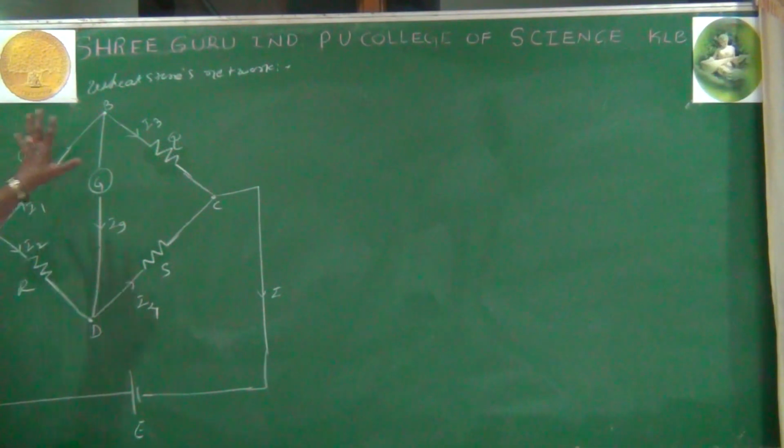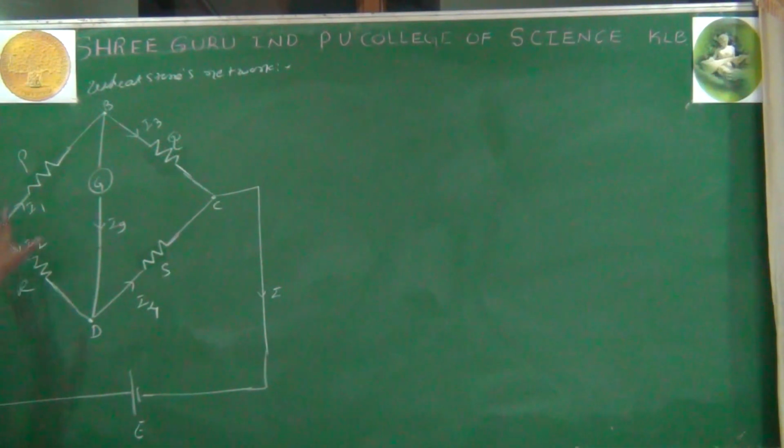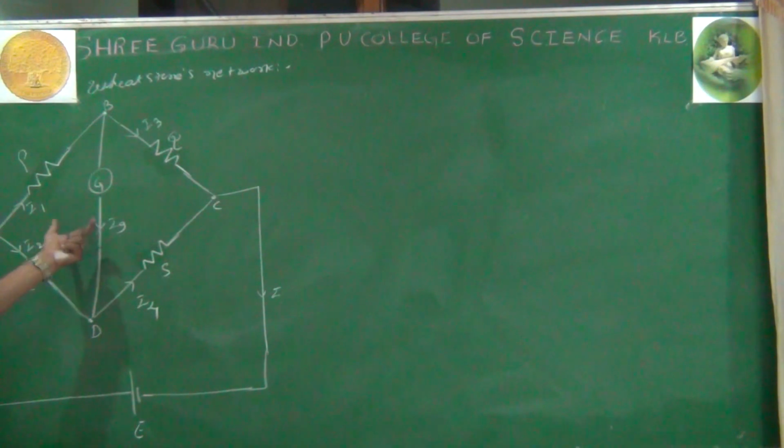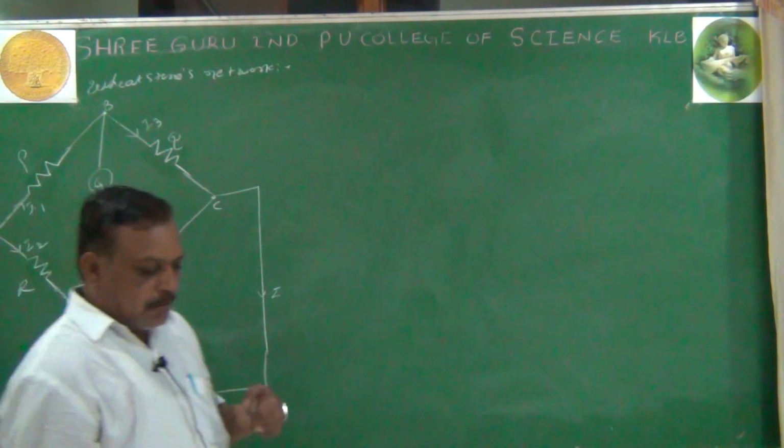The Wheatstone network consists of a quadrilateral A, B, C, D having the resistances in their arms P, Q, S, R in cyclic order. Let I be the current in the circuit, and the respective currents in the circuits are as shown in the figure. Let Ig be the current through the galvanometer of resistance G. Right? Then, what is the first hint?